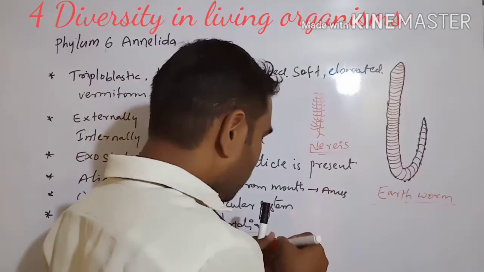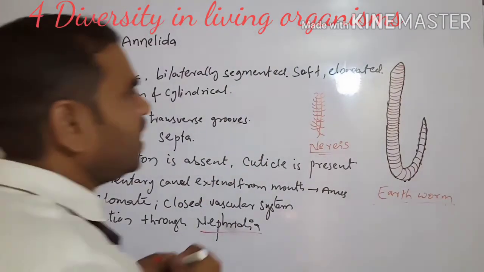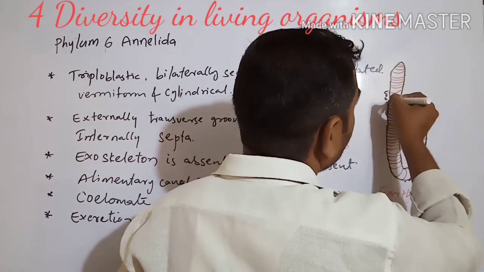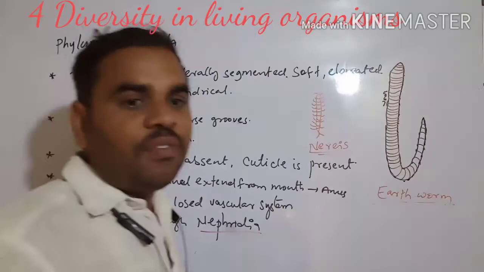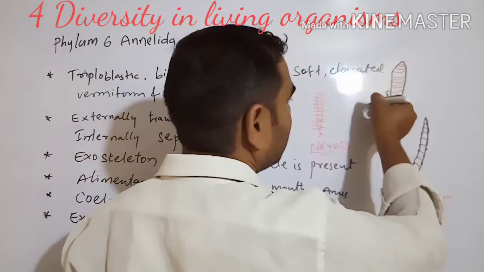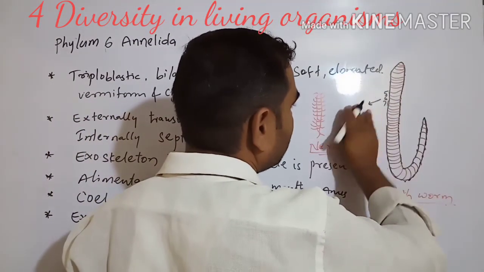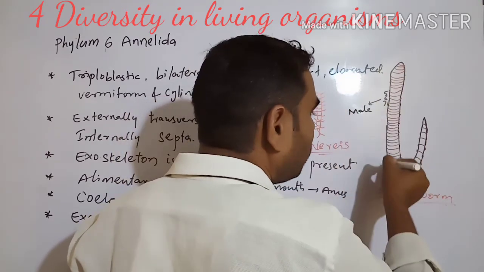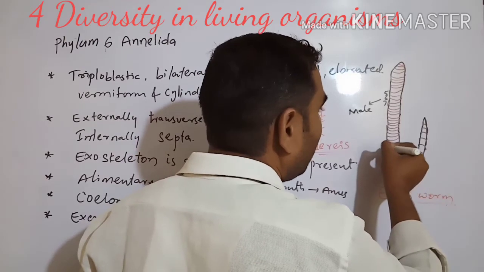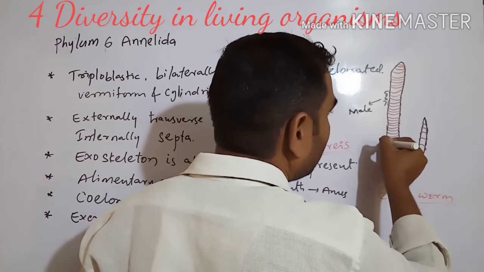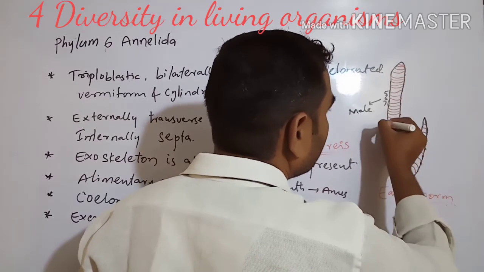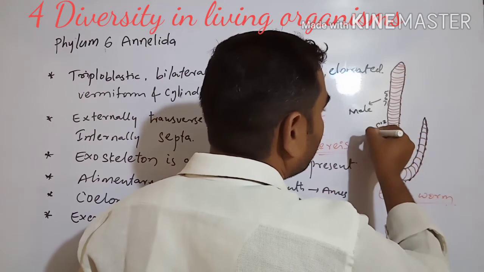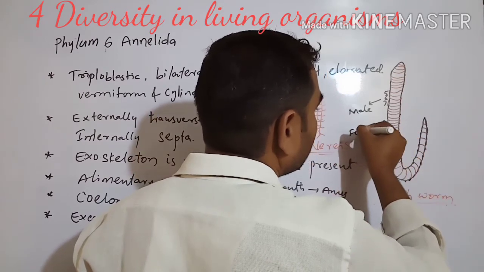For example, here in the fifth, sixth and seventh segments the male reproductive organs are there. And we have to see the 12th, 13th and 14th segments. In these, the female organs are there.